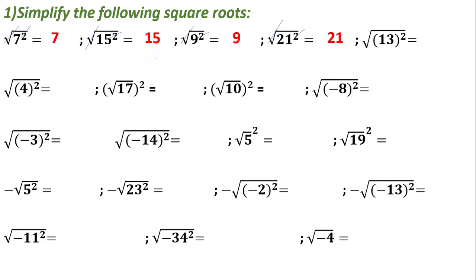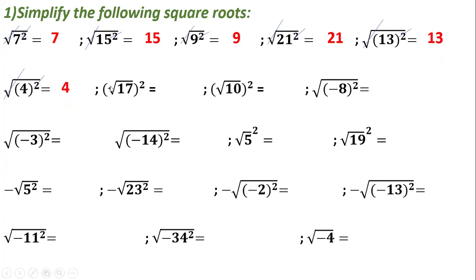Now I have radical 13 squared. It's the same, but I have written the number inside parentheses. So the squared cancels the radical and it gets out as 13. Now I have radical 4 squared. It is a number squared inside the radical. So the squared cancels the radical and the root is 4.